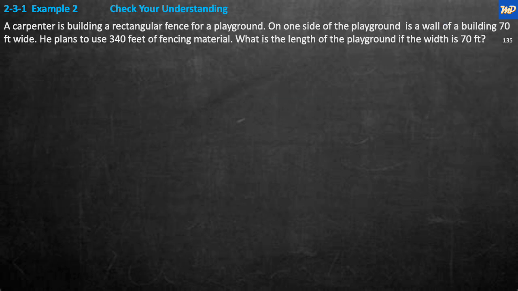Okay, example 2, check your understanding. I'll read the problem to you, then you can stop the video and try it out. And remember, this is exactly the same problem we just had. So read it as if it were the same problem. A carpenter is building a rectangular fence for a playground. On one side of the playground is a wall of a building 70 feet wide. He plans to use 340 feet of fencing material. What is the length of the playground if the width is 70 feet? Okay, pause the video, give it a try, and then come on back and we'll do it again and we'll work it out together, okay?